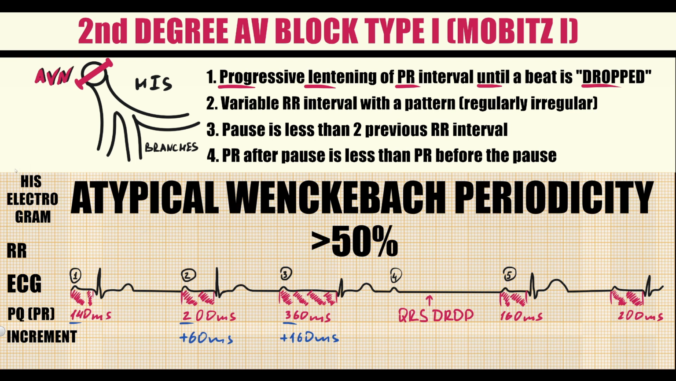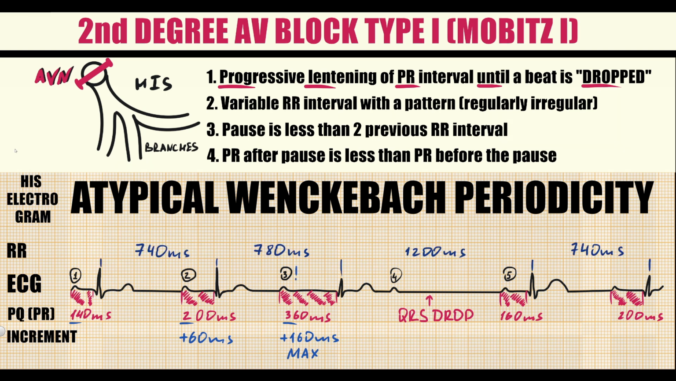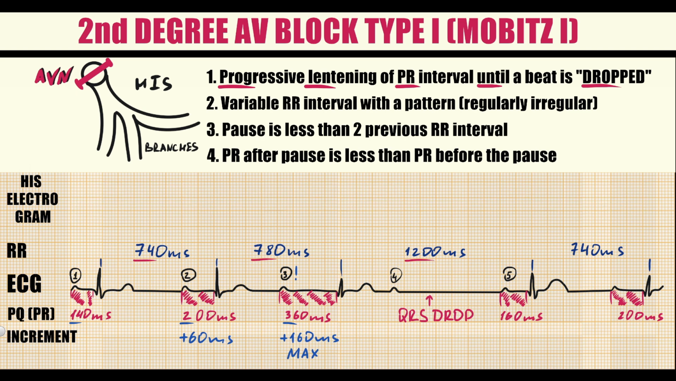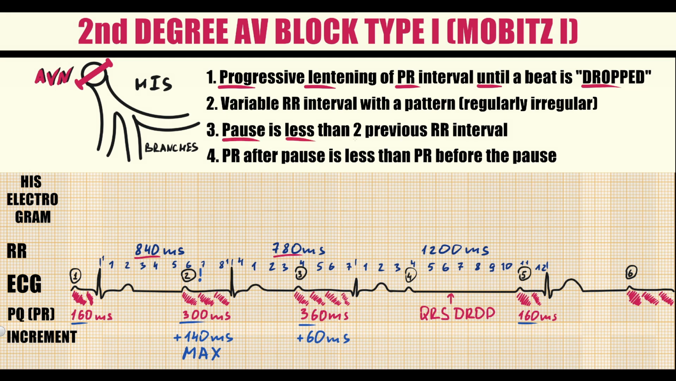More often, Wenckebach periodicity is atypical, and it is characterized by maximal PR interval increment in a complex other than the second, so the RR pattern also changes and does not become shorter before the pause. Both typical and atypical Wenckebach periodicity form a regularly irregular pattern. The pause is less than 2 previous RR intervals. PR after the pause is always less than PR before the pause.